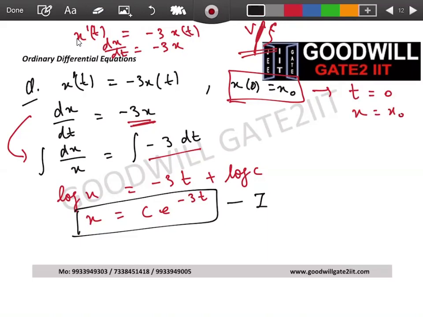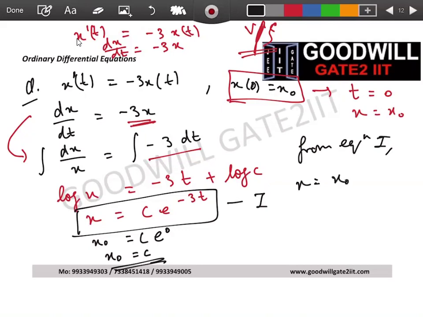what will it become? x naught equals c, which stays as it is, times e to the power minus 3t, so it will become e to the power 0. So x naught will become c, right? So x naught equals c. Now from equation 1, substituting it back in your equation, what can I say? x will be equal to x naught e to the power minus 3t.